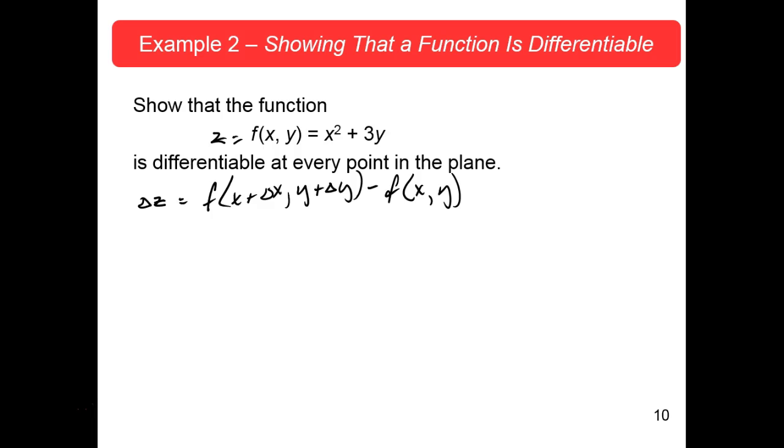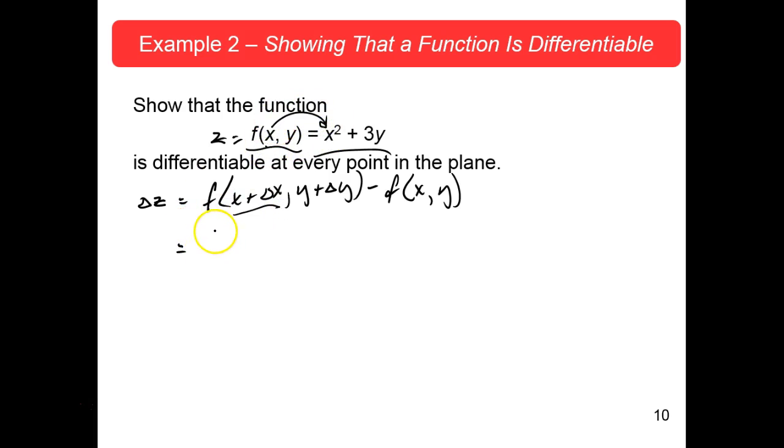That's your change of z, delta z. Okay? Now, here our function, f of x y, is this function right here. So f of x plus delta x would then be this one right here. Put an x plus delta x everywhere you see an x here.